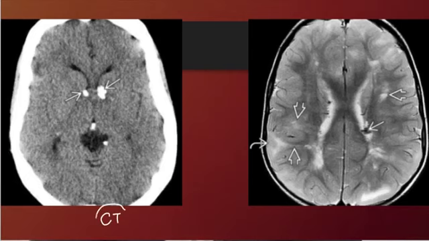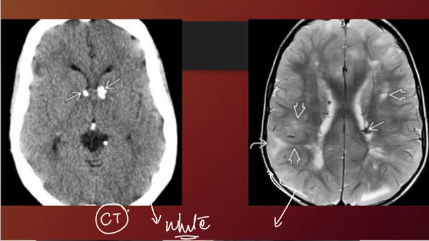How do we know it's a CT image? Look at the bone. Bone here appears white, which is a typical feature seen in CT. However, when you look at the MR here, you will appreciate that the bone appears black. So this is the basic difference, how you can easily pick up the difference between CT and MR. You look at the bone: if it's white, it's CT; if it's black, it's MR.